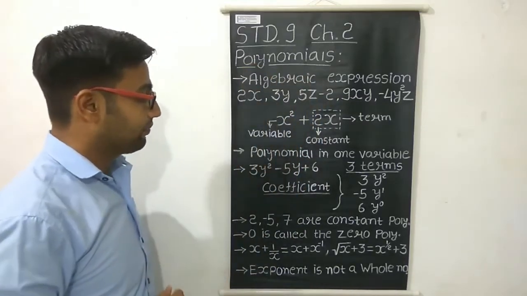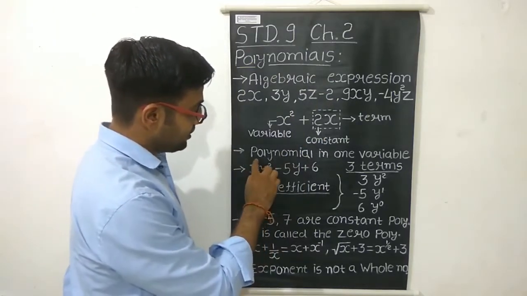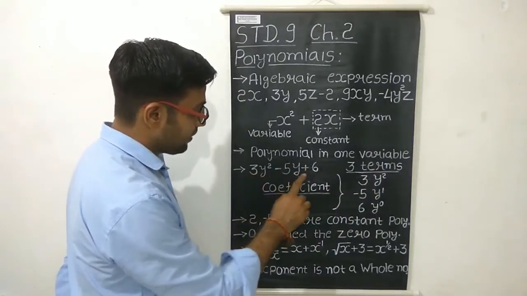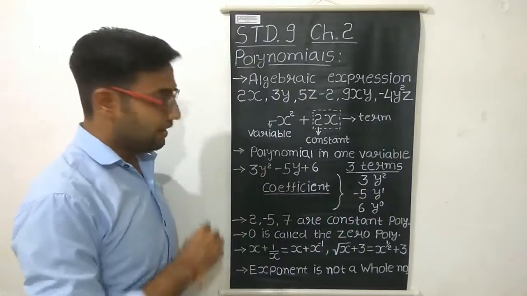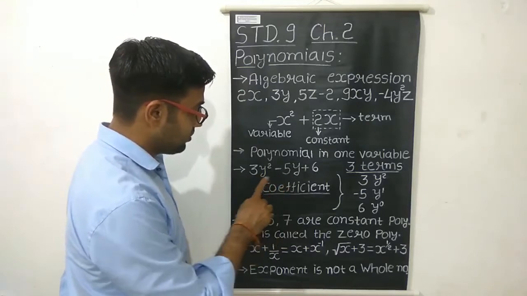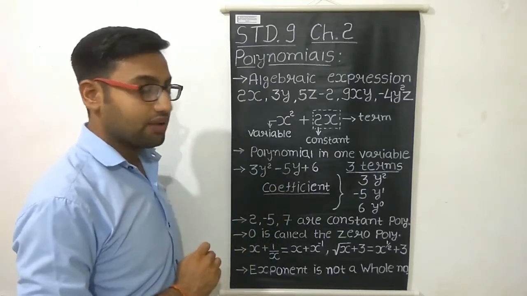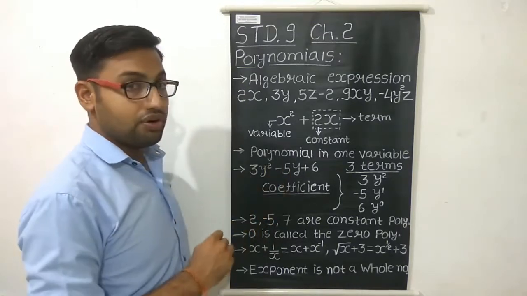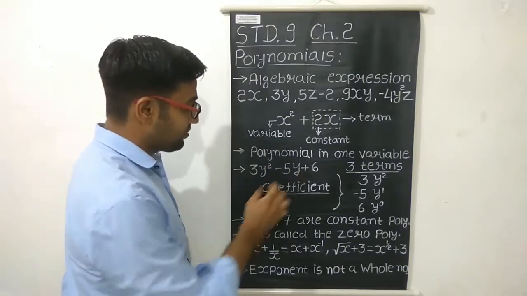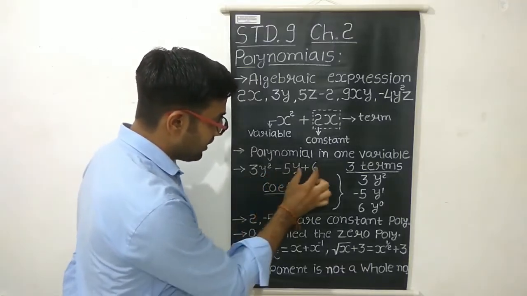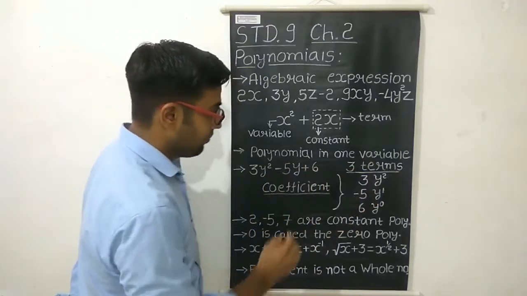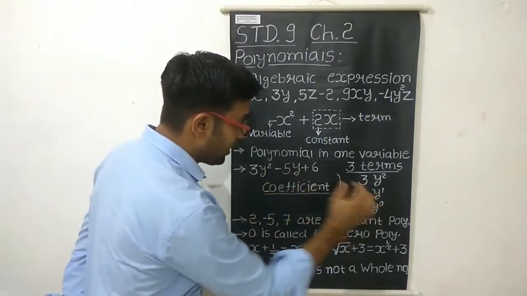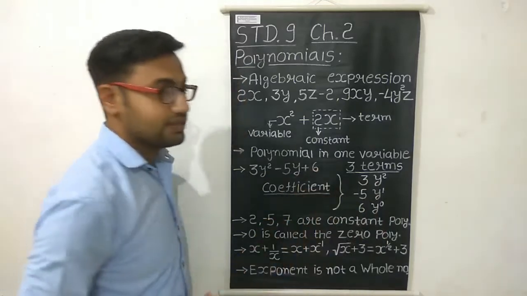One example of a polynomial in one variable is 3y square minus 5y plus 6. Here you can also notice that the variable is only y. One variable is there. Now you know what a term is. So how many terms are there? First, second and third. So there are three terms. The first term is 3y square, the second term is minus 5y, and the third term is 6.